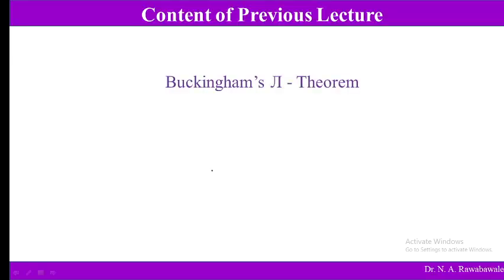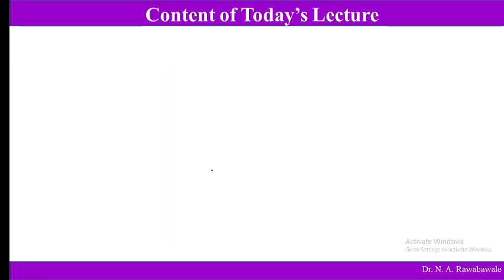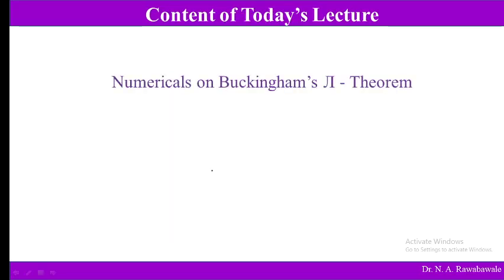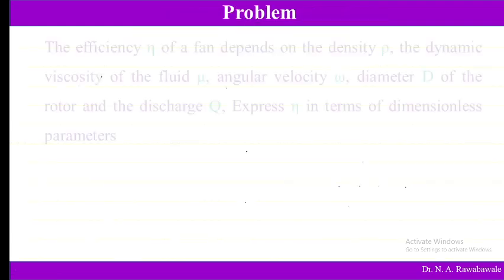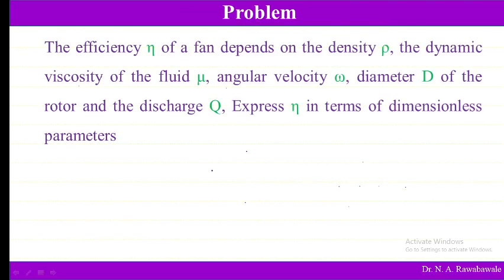So in the previous class we discussed the theory of Buckingham's pi theorem, as well as simplified one of the numericals. So today we will solve a few more numericals on Buckingham's pi theorem. Very first, we see this numerical where the efficiency of a fan depends on density rho and dynamic viscosity mu, angular velocity omega, diameter d of the rotor, and discharge Q. Express efficiency in terms of dimensionless parameters.